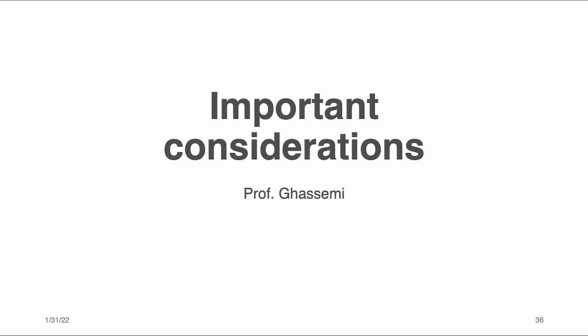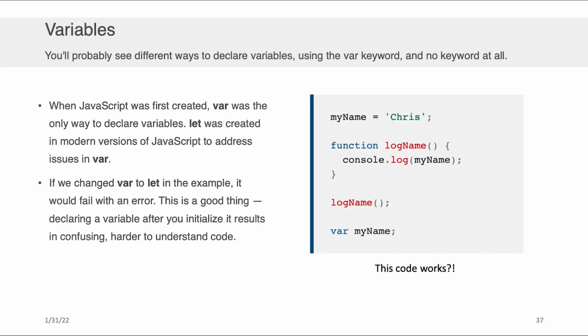There are some important considerations when using JavaScript that I'd like to take a couple of minutes to guide you through. The first of these has to do with variables. If you look at examples of JavaScript online, you're going to see different ways to declare variables, and specifically, you're not only going to see let, like I've shown you so far in the lecture, you're also going to see people using the var keyword or using no keyword at all.